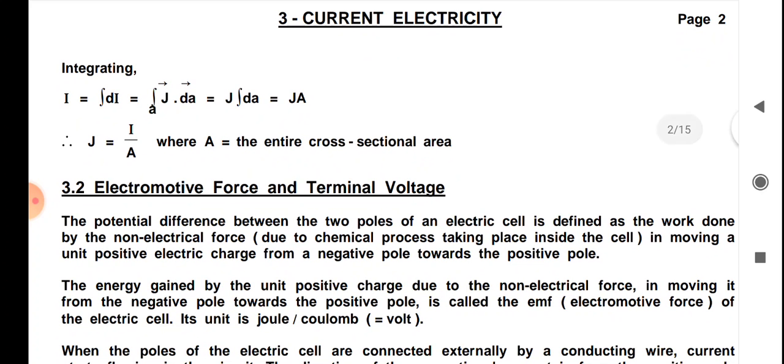Integrating, I equals the integration of dI, which equals the integration of J dot dA. For uniform J, I equals J times A, so J equals I upon A, where A is the entire cross-sectional area.